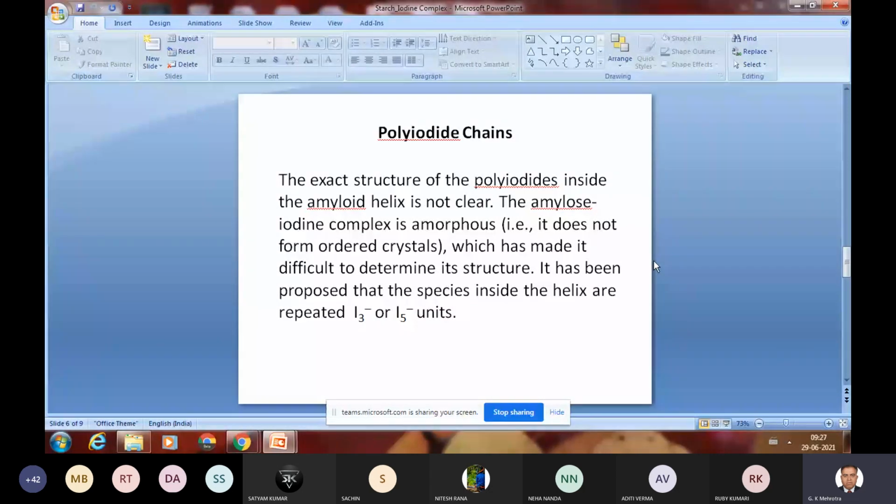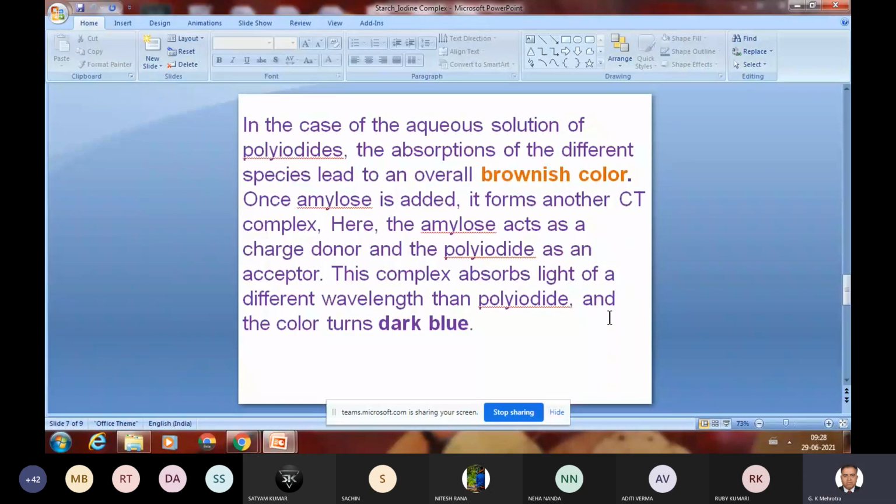But it has been conclusively proven that it is the presence of this charge transfer complex within amylose units that is responsible. It has been proposed that the species inside the helix are repeated I3 minus or I5 minus units. So in the case of the aqueous solution of polyiodides, the absorption of the different species leads to an overall brownish color.